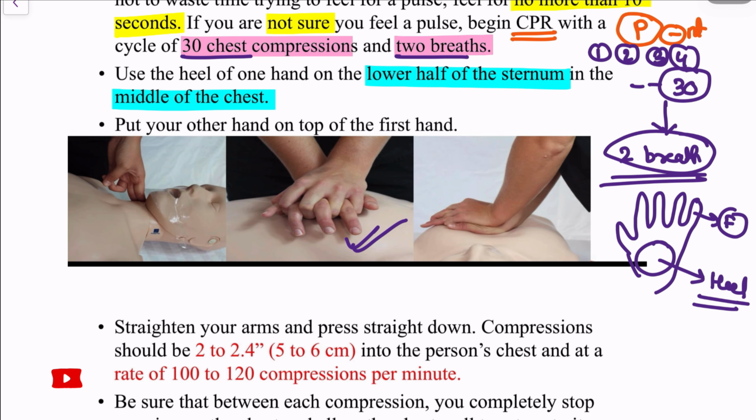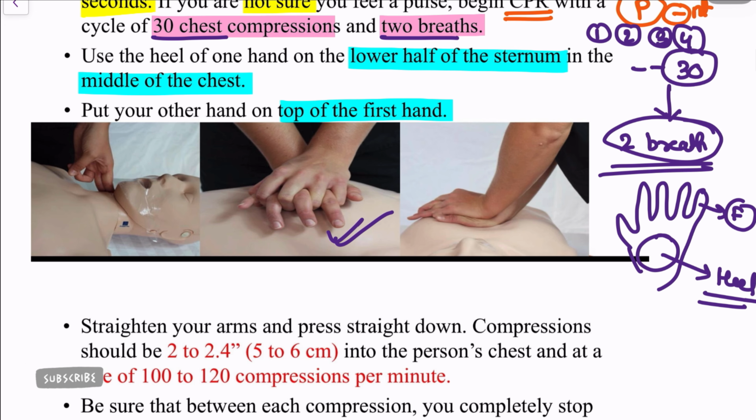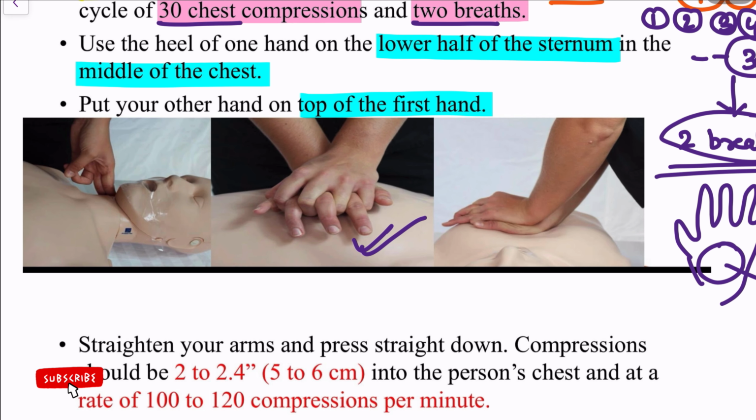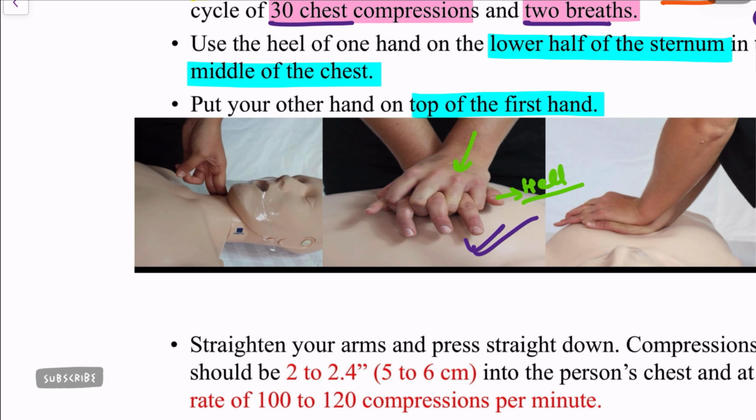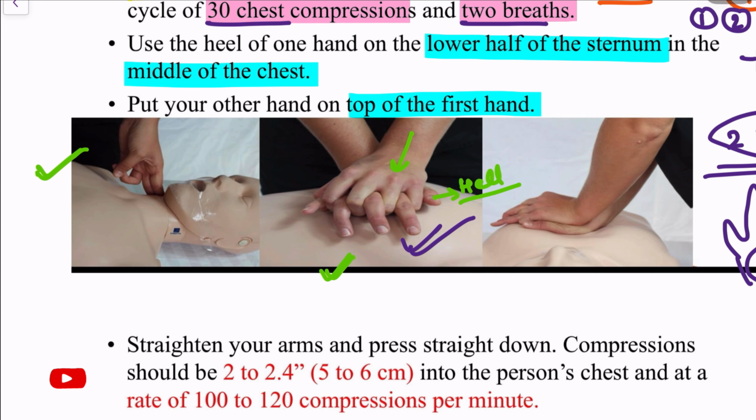Put your other hand on top of the first. As you can see in this picture, via the heel of this hand you will give the compression, and we will put the other hand and interlock the fingers and give the compression. In the first picture, this is how the carotid pulse is checked. This is how the CPR is started.